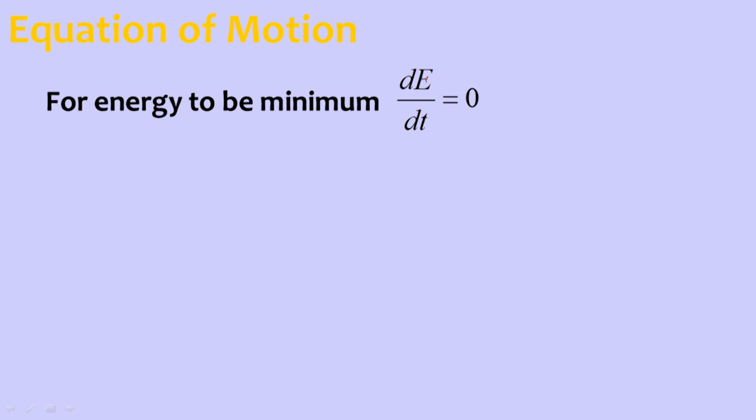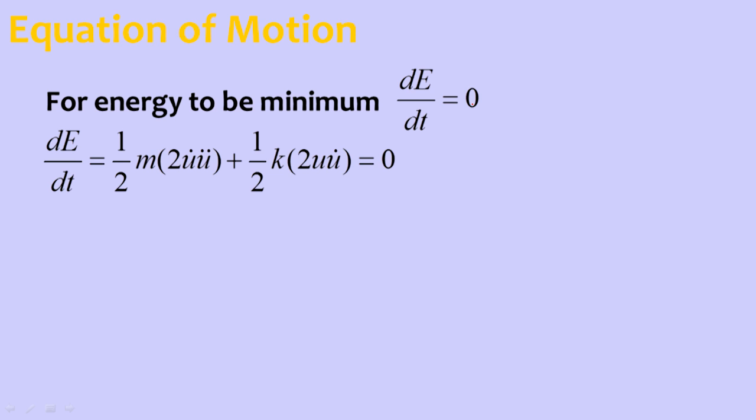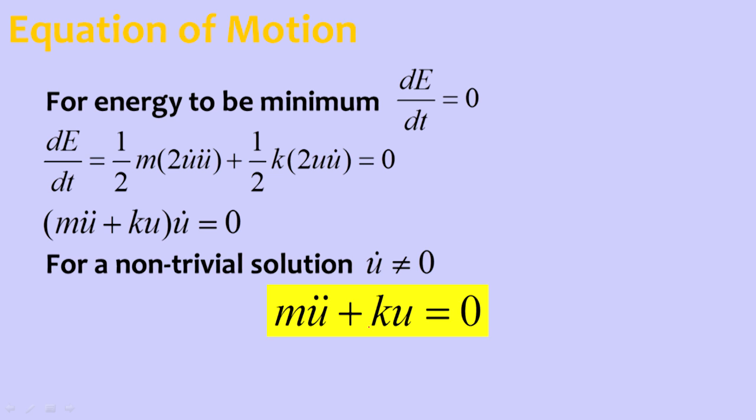So, for energy to be minimum, let us take the derivative of this total energy with respect to time and equate it to 0. If we do that differentiation, in half m u dot square, that term will get converted into 2 u dot into u double dot, and half k u square will become 2 u into u dot, that is equal to 0. If we take the velocity term and the half common, because on the other side it is 0, we get half into m u double dot plus k u, multiplied by u dot. u dot cannot be 0 for a non-trivial solution, for real conditions u dot cannot be 0, so this equation, m u double dot plus k u equals 0, is the equation of motion using the energy principle.